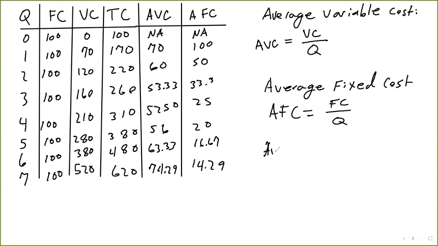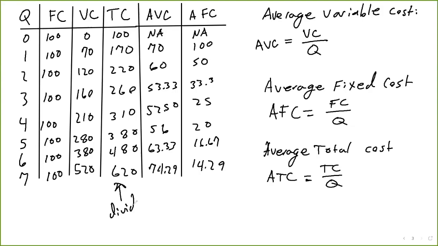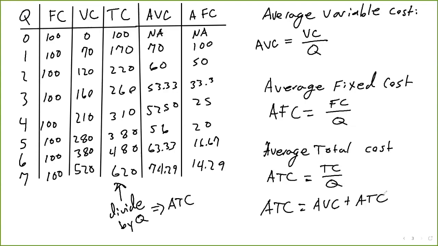And then finally, we have average total cost, which again is going to be, you probably suspected, total cost divided by the quantity. So if you take this column, divide by Q, you'll get the average total cost. Another way to get average total cost is by just adding up average variable cost plus average fixed cost. So make sure you know how to calculate all these values in this table and where they come from.